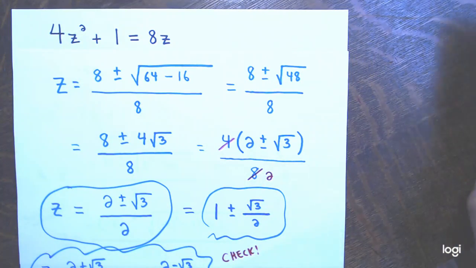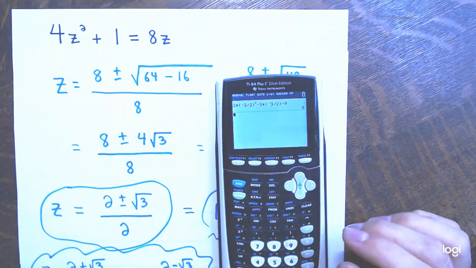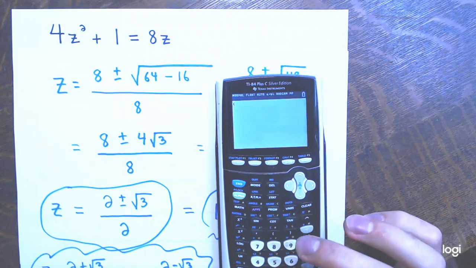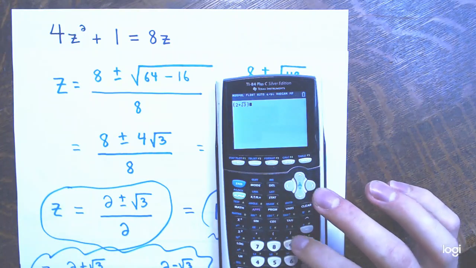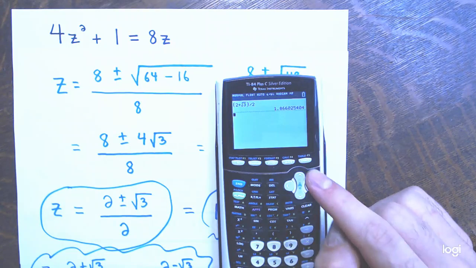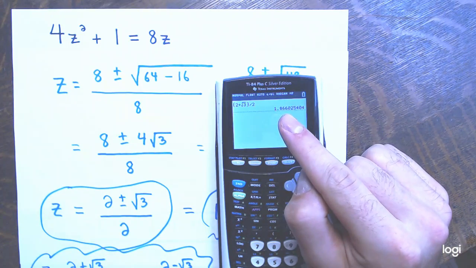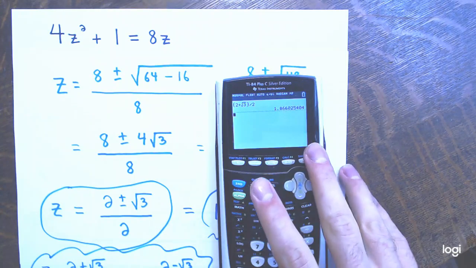Okay, so what I'm going to do on my calculator here is enter one of these numbers and we'll check it. So, how about 2 plus the square root of 3 in the numerator, right? So in parentheses. Then in the denominator, divided by 2. So one of the solutions is 1.866025, right?